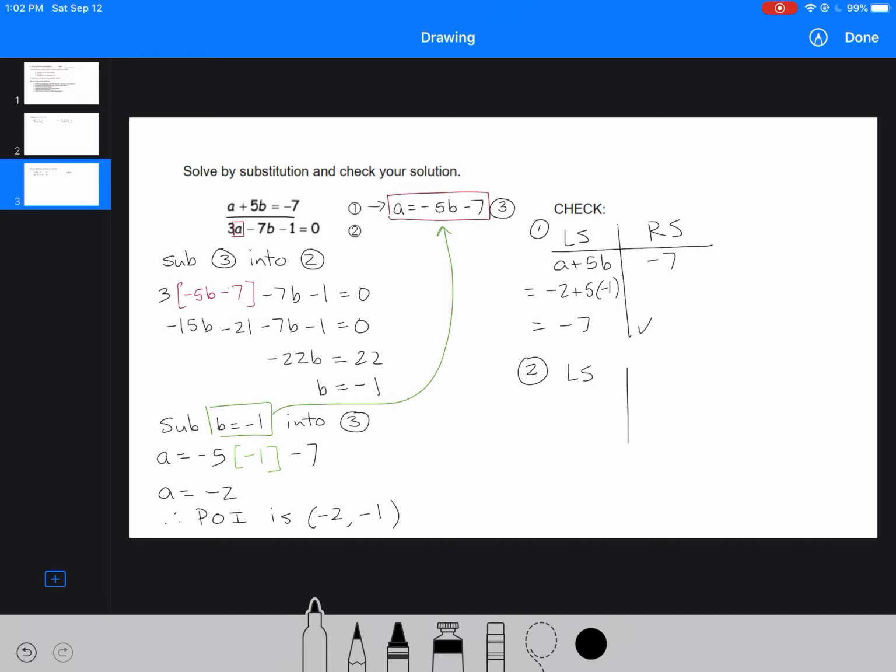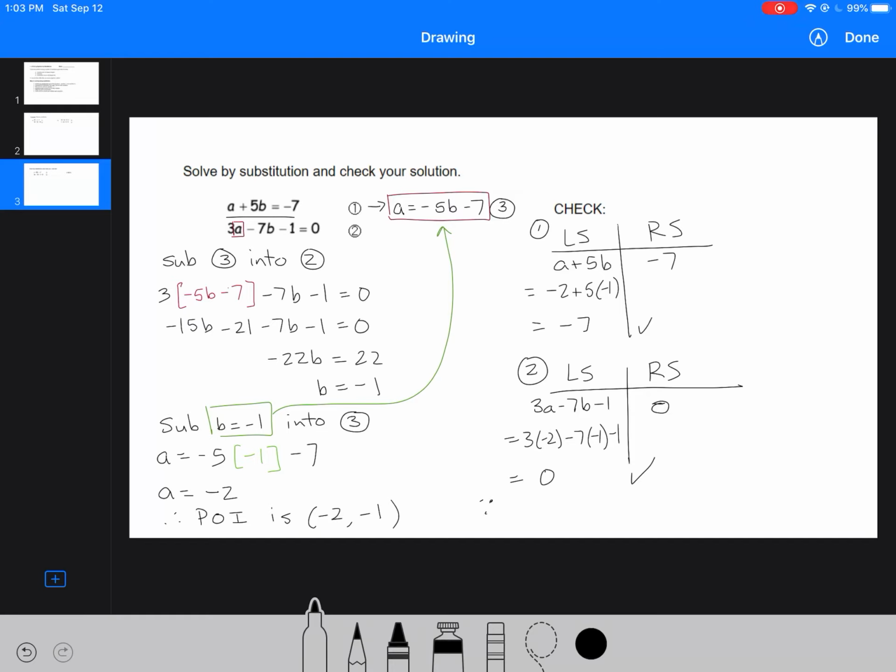And then we'll check our second equation. So left side and right side. Our equation 2 is 3a minus 7b. Oh, and we have everything on the left side there. So 3a minus 7b minus 1. Our right hand side is 0. So we're going to put in minus 2 for a, minus 1 for b, and then minus 1, and we should get 0. Minus 6 plus 7 minus 1, bingo, 0.